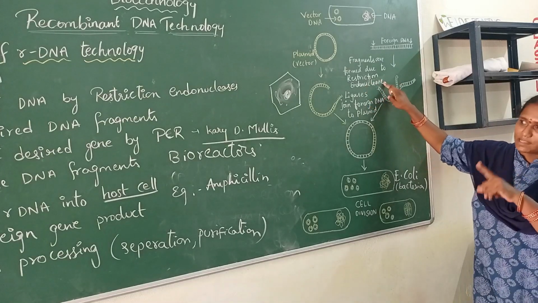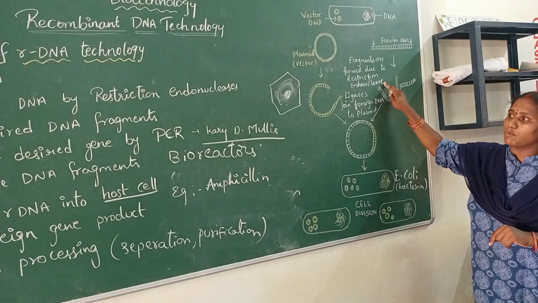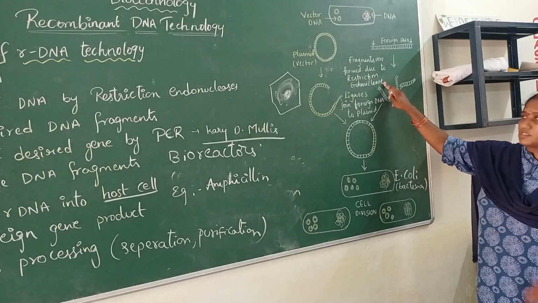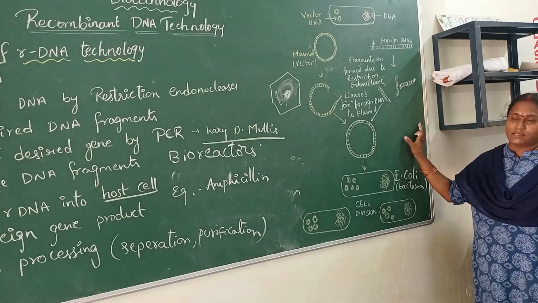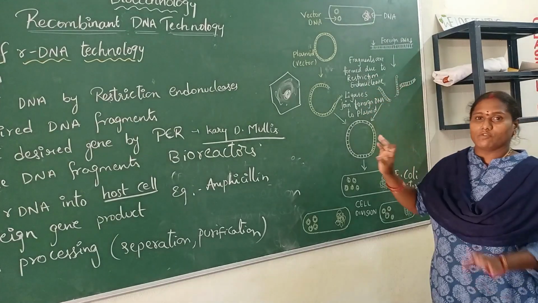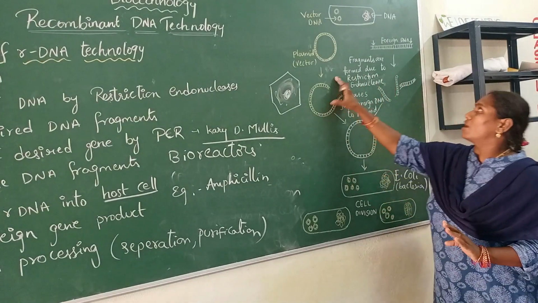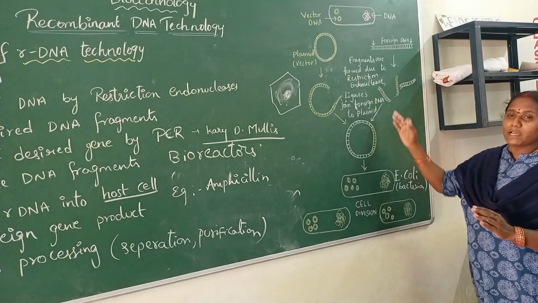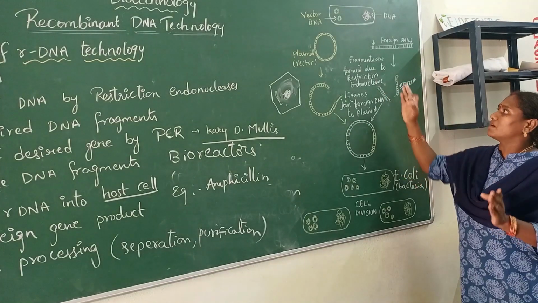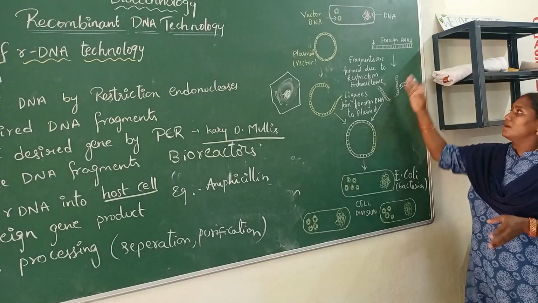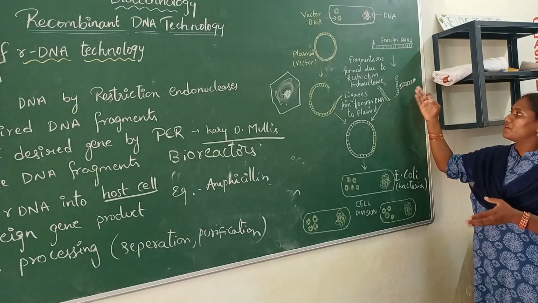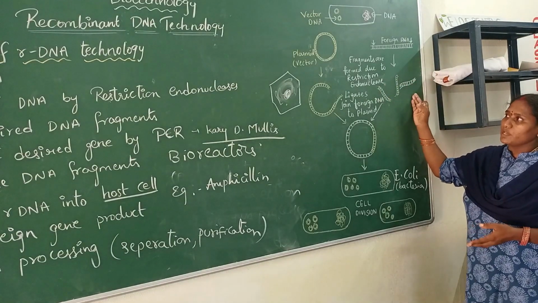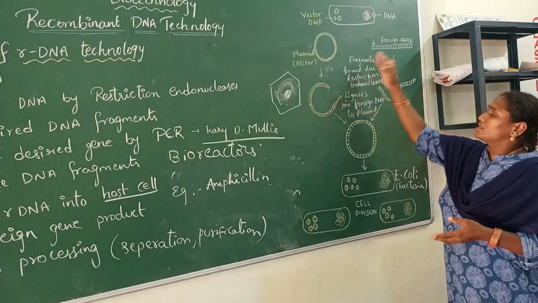That is our second step: fragmentation of the DNA molecules by using restriction endonucleases. Whatever DNA molecule it is, it may be a plasmid vector or it may be a desired DNA molecule, any DNA can be cut by only one enzyme, that is restriction endonucleases. They will cut the DNA into different small fragments. So here a plasmid vector is there, a desired gene is there.